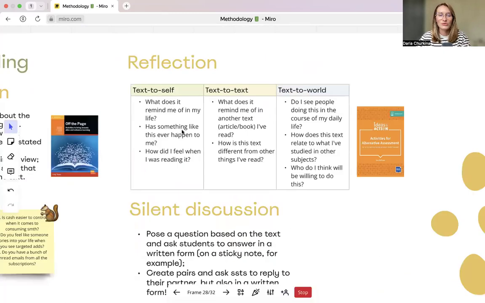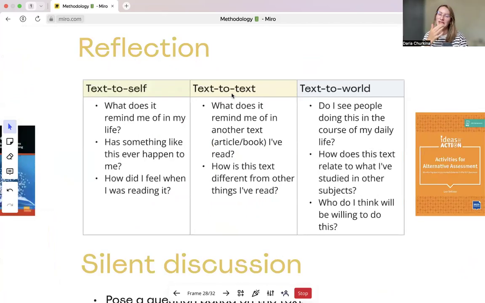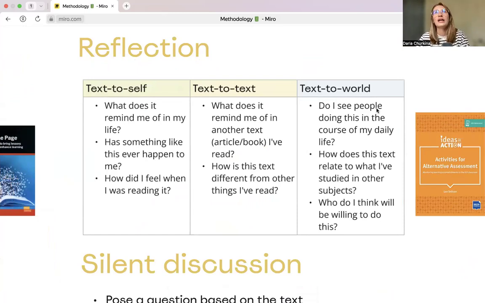Another thing, again, I was planning to complete this one with you, and this is the reflection exercise. I would say again, it's from the Ideas in Action book, Activities for Alternative Assessment, a beautiful series of books, actually. The activity is called text to self, text to text, and text to world. The whole idea is to let your students look at the text from different perspectives, right?